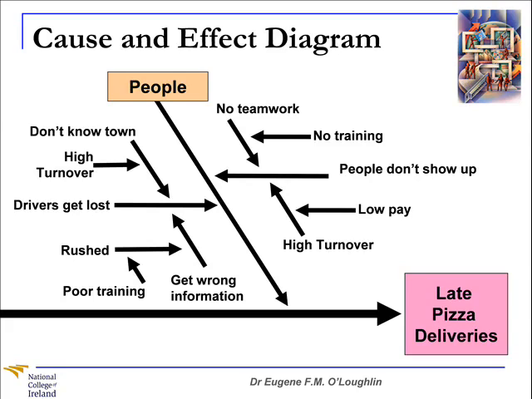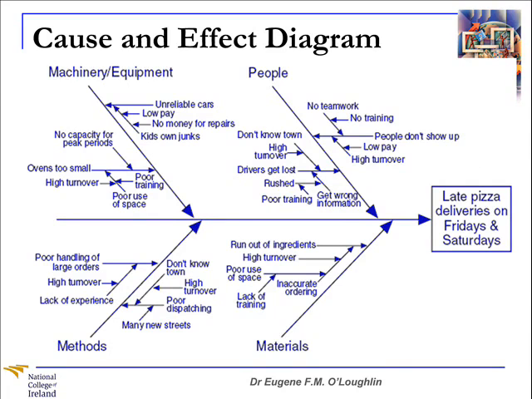When we get the wrong information, it could well be because it's busy, and orders are being rushed. Because it's being rushed, poor training might well be a reason why people are not able to handle orders in busy periods. So we can fill out our cause and effect diagram for each category like this. And when we've done that, we could have a much fuller diagram like the one you see here, where we have spread out and looked at all the possible causes under the machinery, under methods, and under materials. And we can use a diagram like this to establish all possible causes of a particular problem.